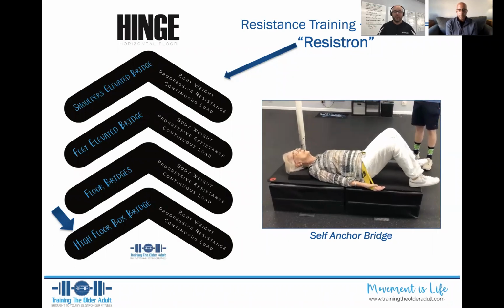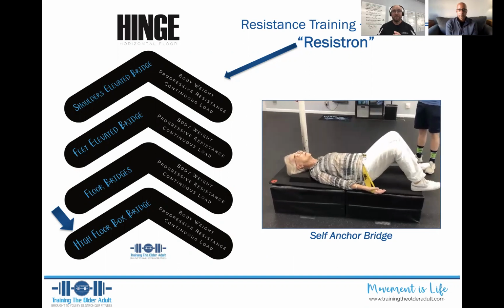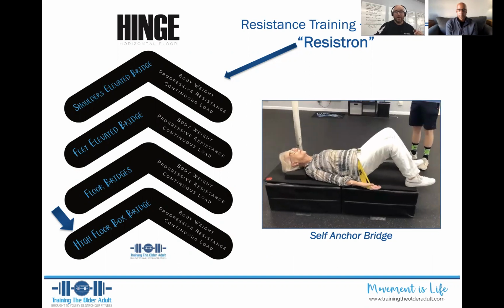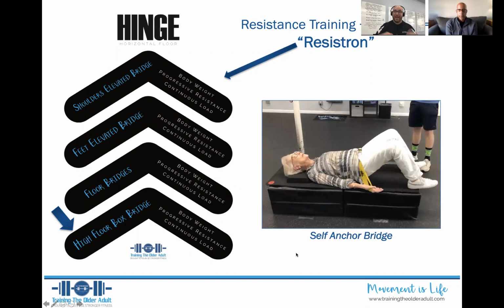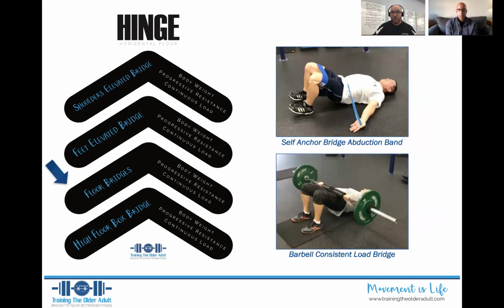So start with body weight, add the progressive resistance. Eventually we would add consistent load to that as we go through, or you could add continuous loads as you go on, meaning you'll have a bag and a band strapped over as we go through that. So that's kind of the step one piece that we go to.